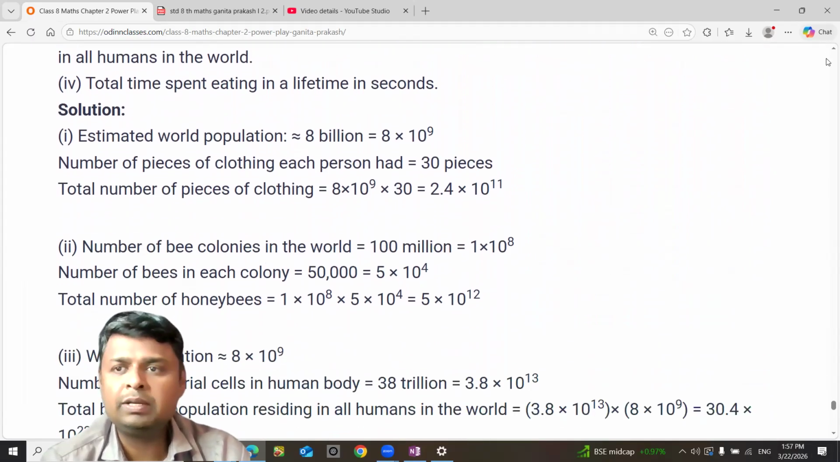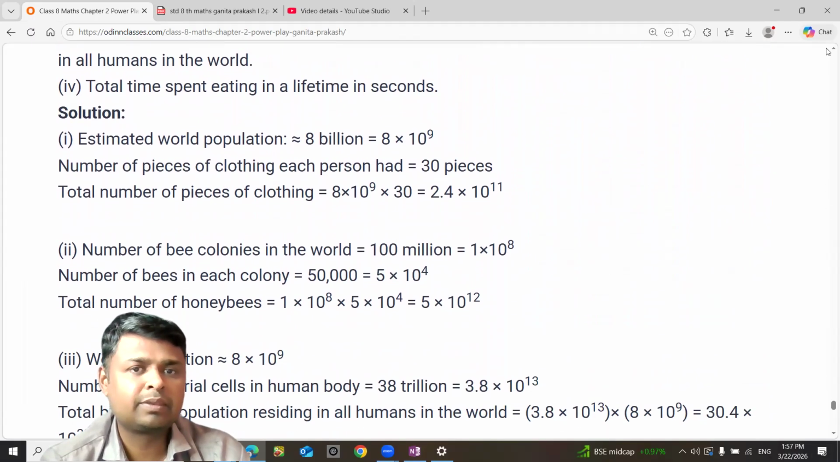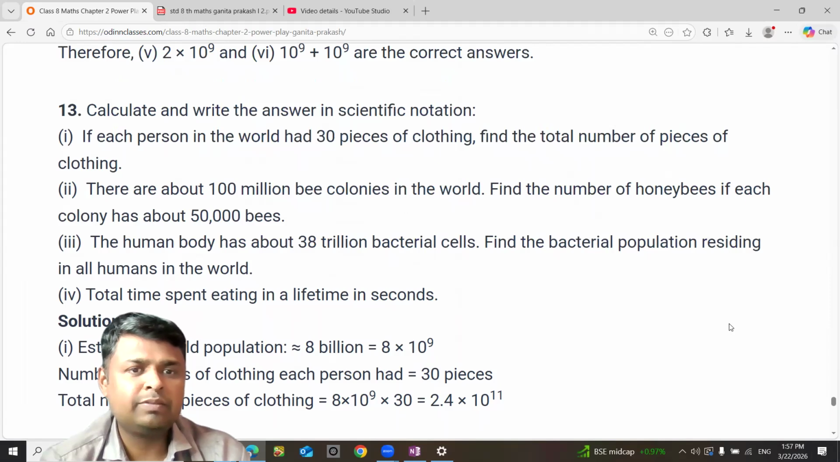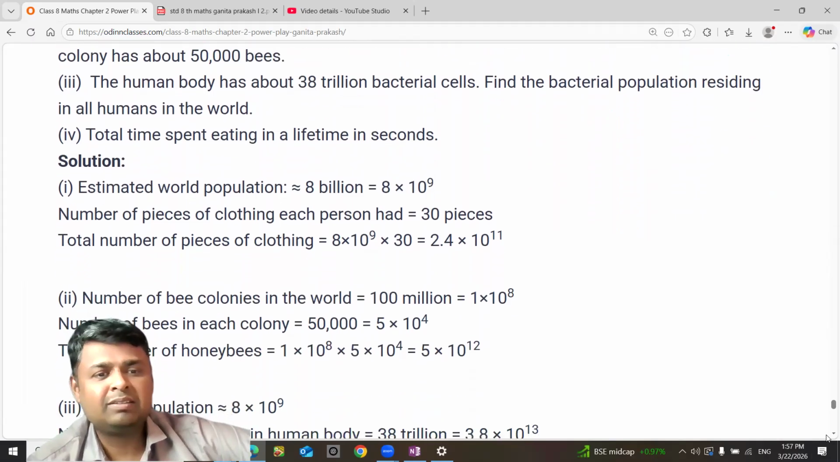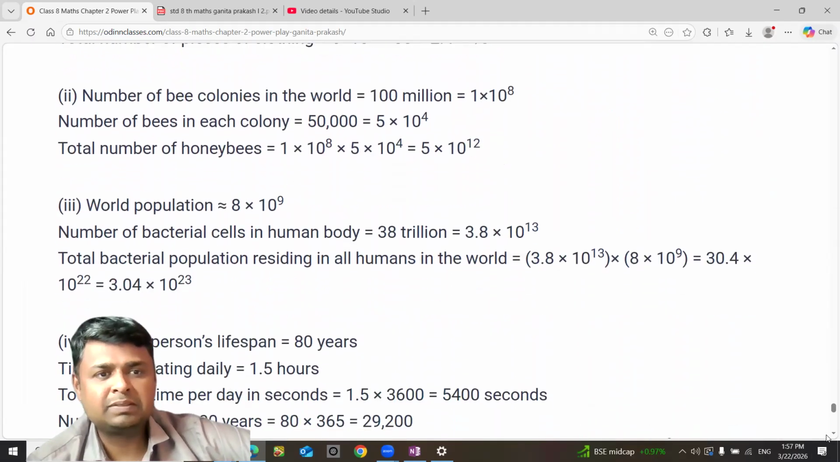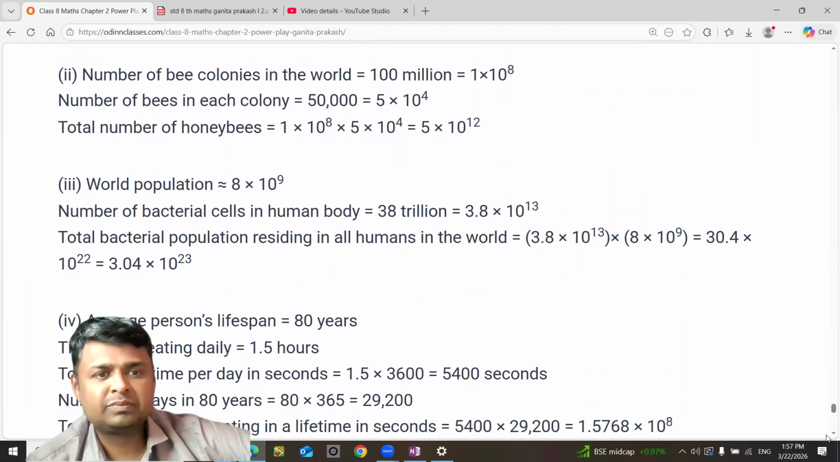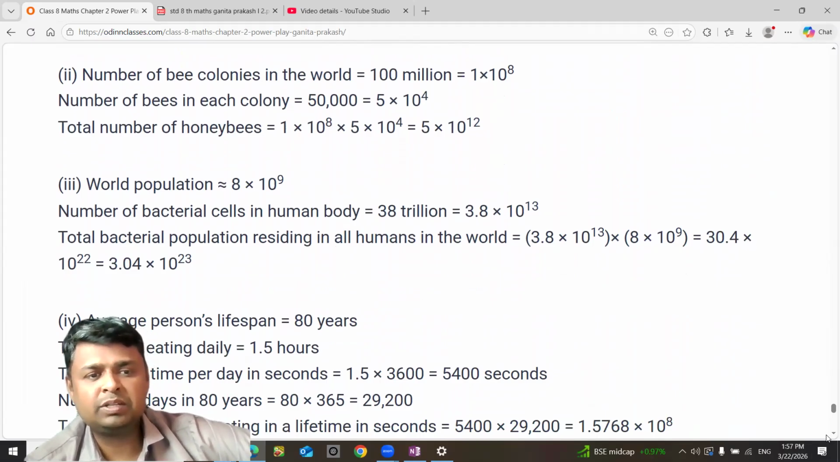So the number of bee colonies. If there are 100 million bee colonies in the world, find the number of honeybees. Each has 50,000 bees. The numbers are very big. 38 trillion bacterial cells and all. So you have to just play with the numbers. So the number of bacterial cells is 38 trillion, 3.8 into 10 raised to 13.